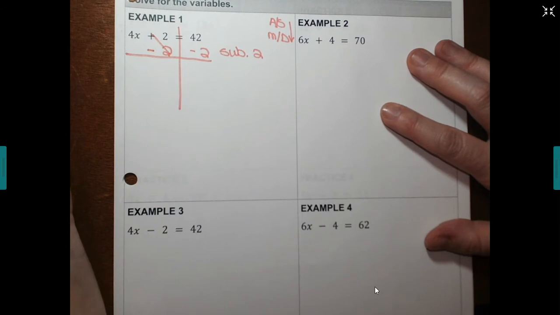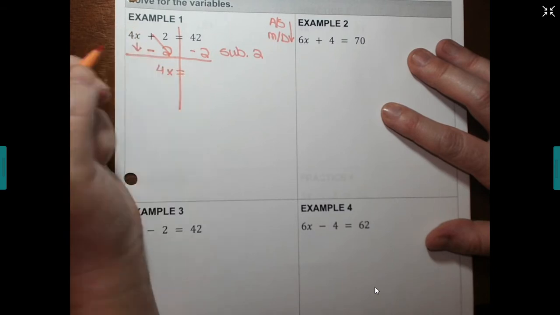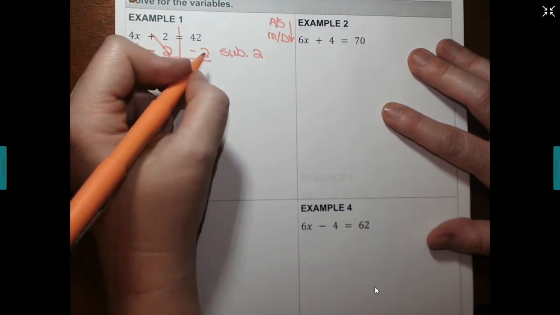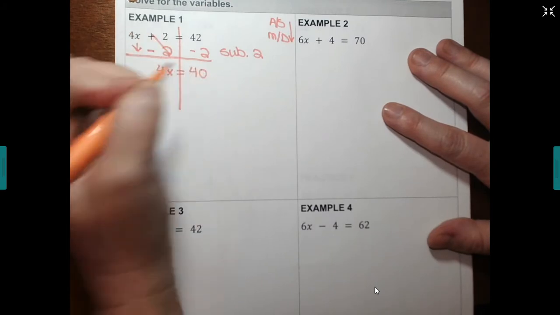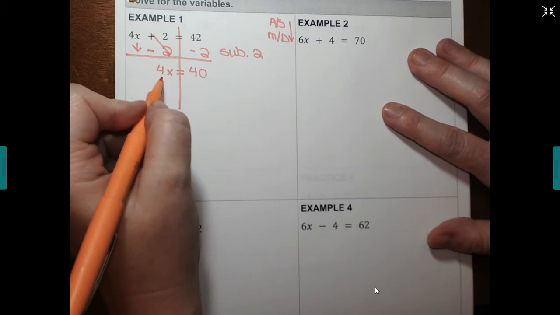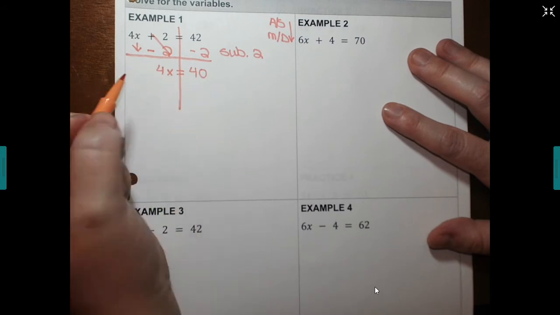These cancel out. We're familiar with that. Now it's not just our x coming down, it's our 4x equals 42 minus 2. I'm going to tell you it's 40. Okay, so now we have 4x equals 40. Remember, this means 4 times x.